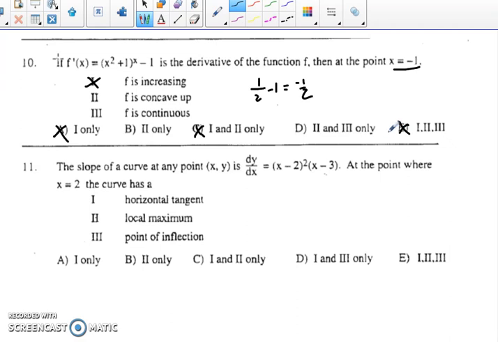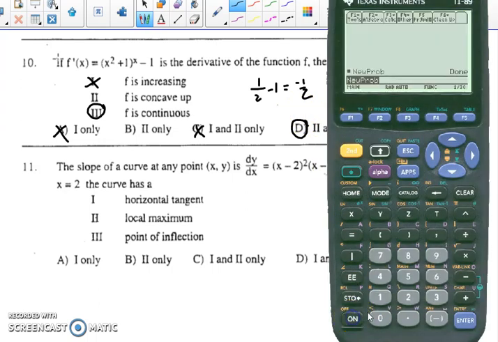All right, here's the thing, the function must be continuous because the derivative existed at -1, so 3 must be true. So I'm assuming that the answer is D, but let's go ahead and check the concavity. I'm assuming the second derivative will be positive, but I want to take the derivative on my calculator because, frankly, I don't know how to differentiate that by hand with an x in the base and an x in the exponent.